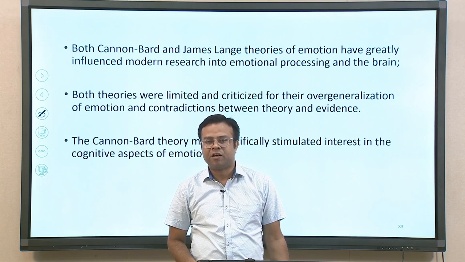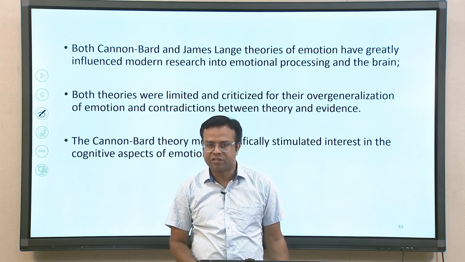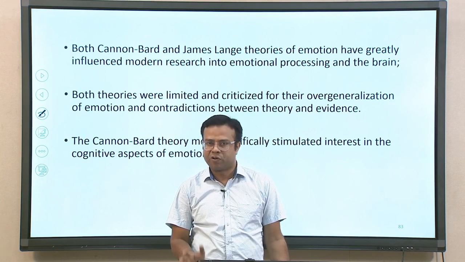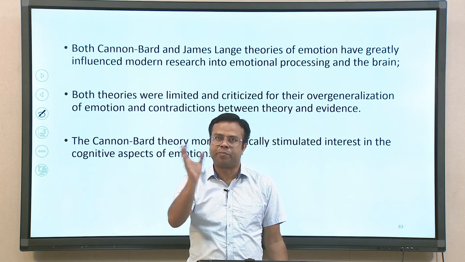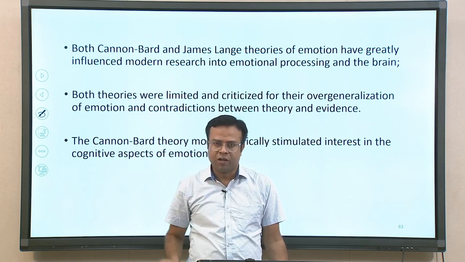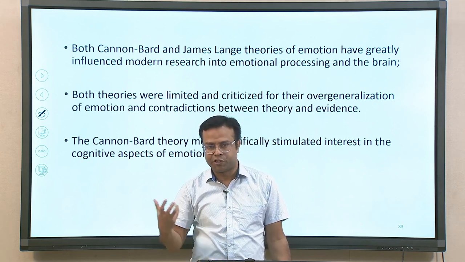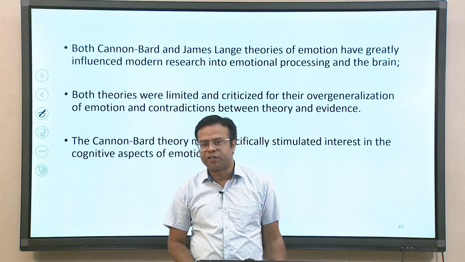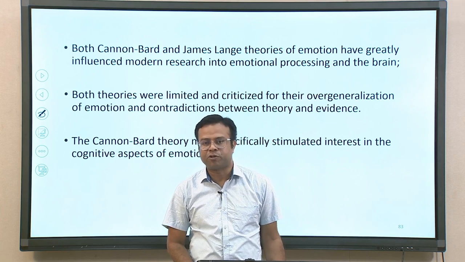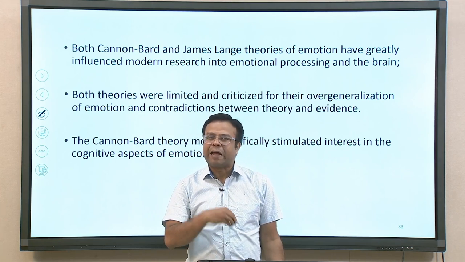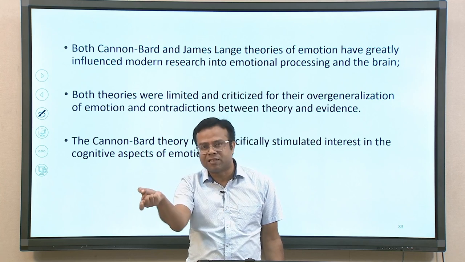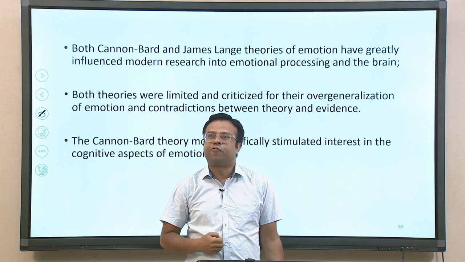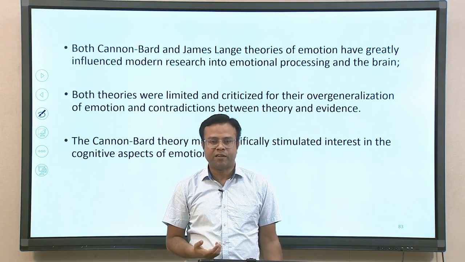Both have their own limitations, but both have influenced modern research on the emotional process of the brain, particularly the physiological study and the role of the brain in emotion. They stimulated a lot of future research. Both theories have limitations and were criticized for their overgeneralization of emotion and contradiction between theory and evidence. A lot of evidence does not support them. Some evidence is there, but some evidence contradicts it. So they kind of overgeneralized their theories' findings.